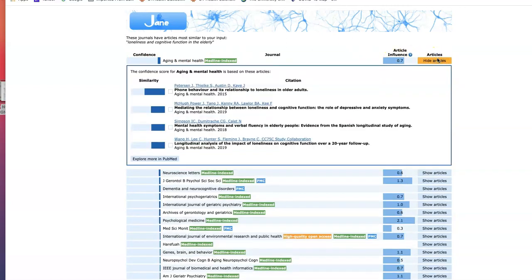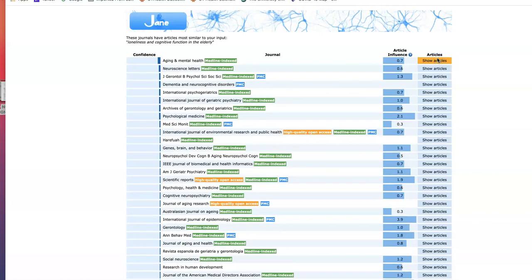If you want to look at some of the other articles they posted: the similarity, phone behavior and its relationship to loneliness in older adults. That's kind of cool. Mediating the relationship between loneliness and cognitive function, the role of depressive and anxiety symptoms, mental health symptoms and fluency in elderly people. So that's cognitive. Longitudinal analysis of the impact of loneliness on cognitive function over a 20-year follow-up. So Aging and Mental Health looks like a really good match.